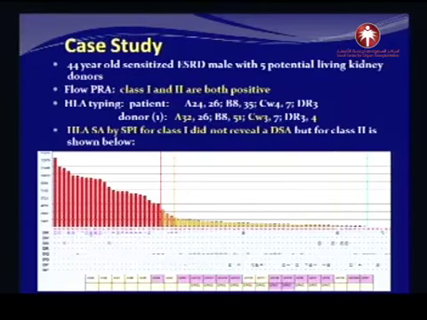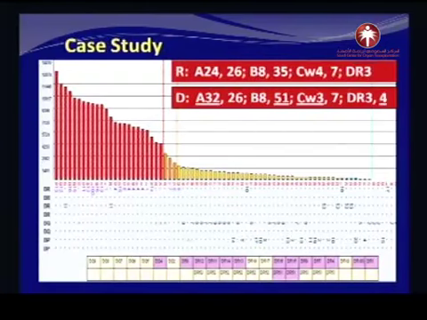So the HLA single antigen for class 1 did not reveal a DSA. I'm showing you only the class 2. Class 1 did not show any DSA against A32, B51, and CW3. Class 2 single antigen testing is shown here. To improve the magnification, I'm putting again the same typing with the same mismatched antigens, and I'm showing you the single antigen data.